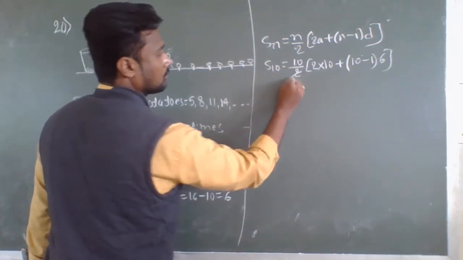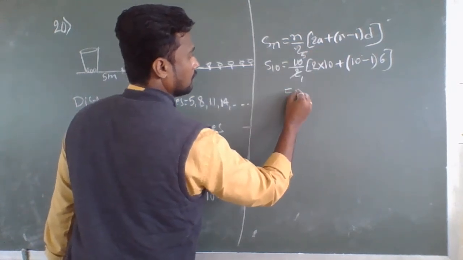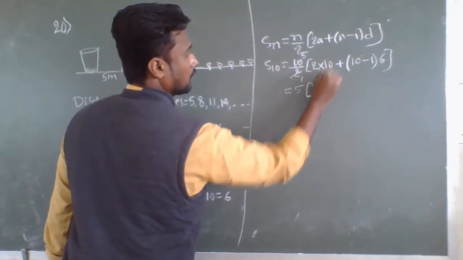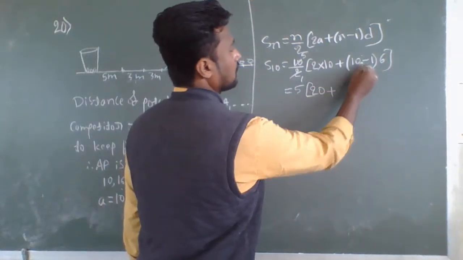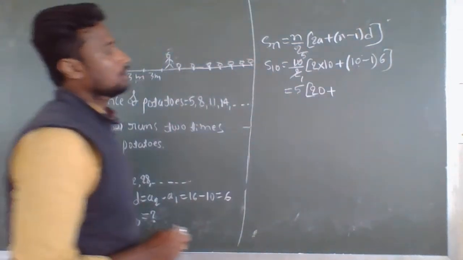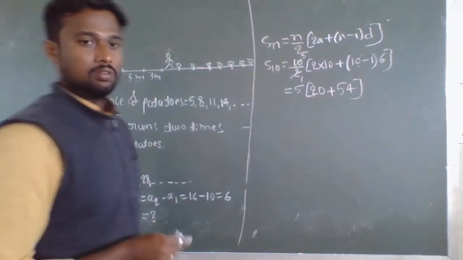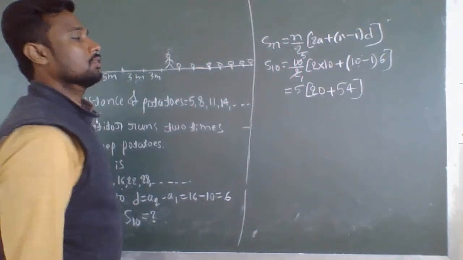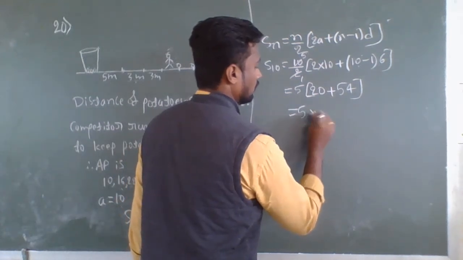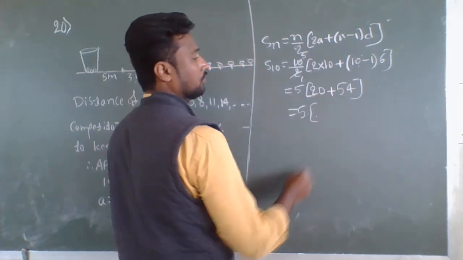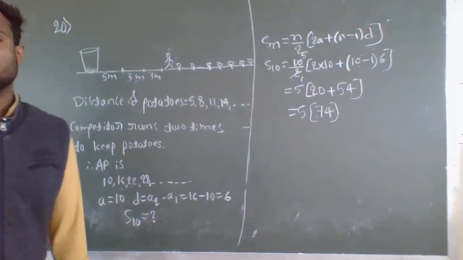Now 10 by 2 is 5. So here we can write 5 into bracket 2 into 10, which is 20, plus 10 minus 1 is 9. 9 into 6 is 54. So now 5 into (20 plus 54), 20 plus 54 is 74. So 5 into 74, what is the answer?